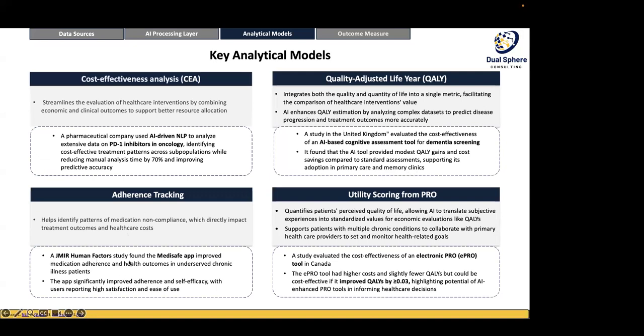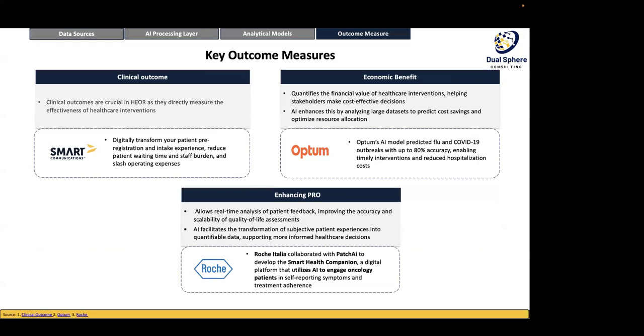Adherence tracking, a JMIR Human Factors study found that the Medisafe app improved medication adherence and health outcomes in underserved chronic illness patients. And utility scoring from PROs, since we studied this today, a study evaluated the cost effectiveness of an ePRO tool in Canada. The ePRO tool had higher costs and slightly fewer QALYs, but could be cost effective if it improved QALYs by more than 0.03, highlighting the potential of AI enhanced PRO tools in informing healthcare decisions. So this is how AI is capturing various decisions as well.